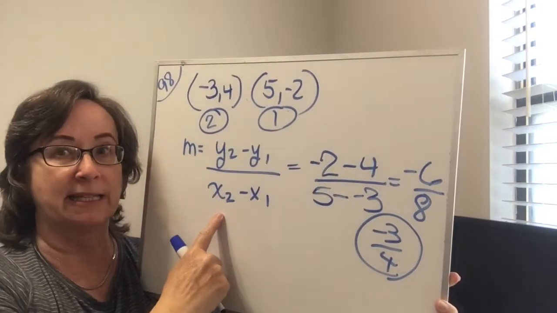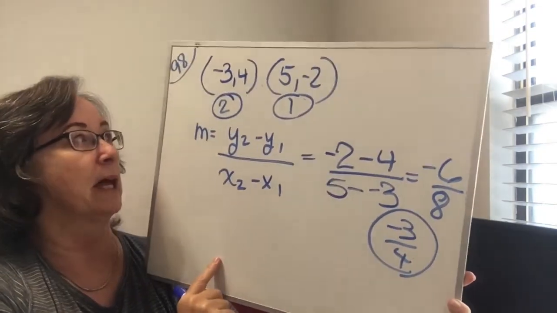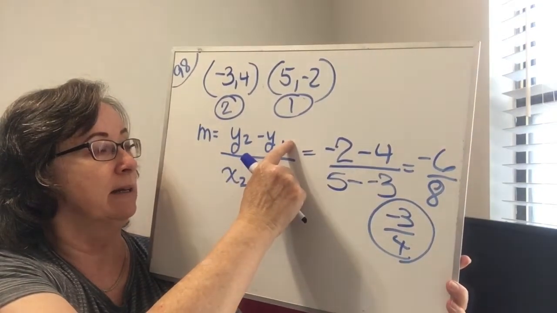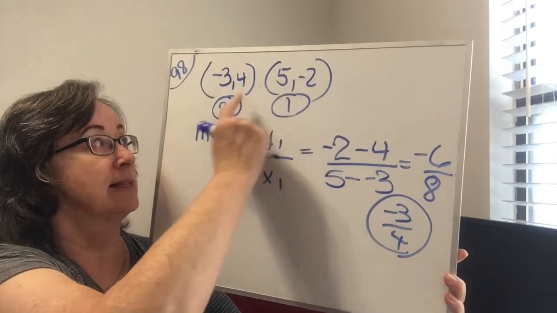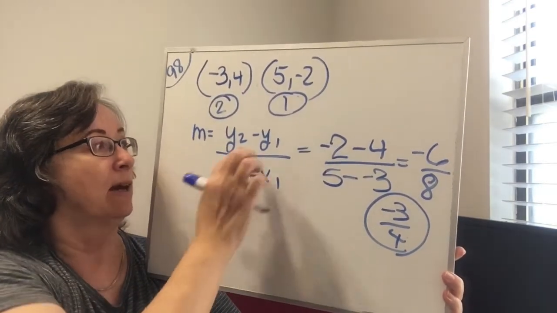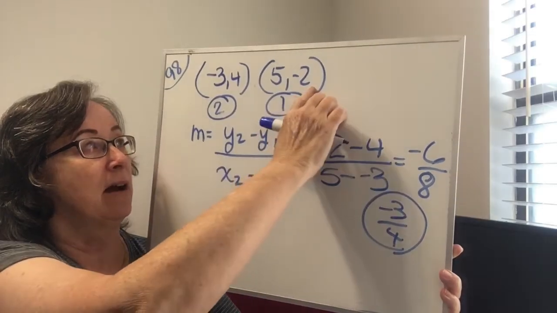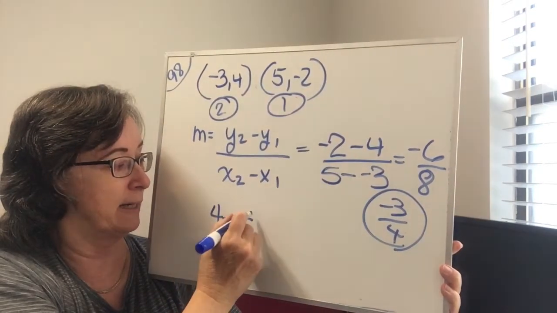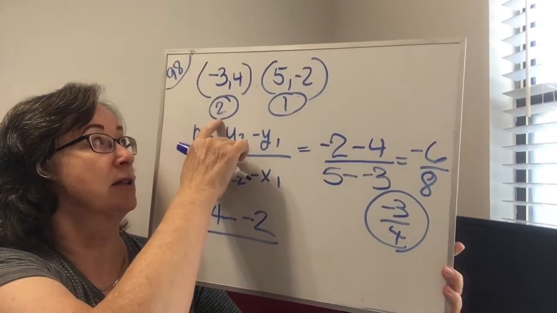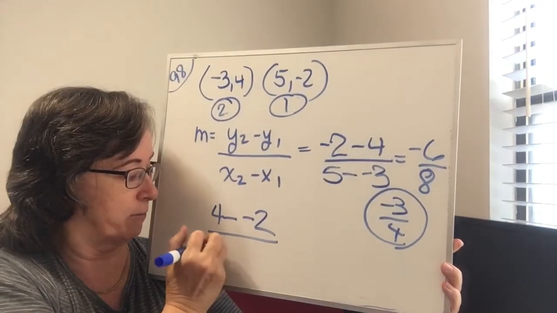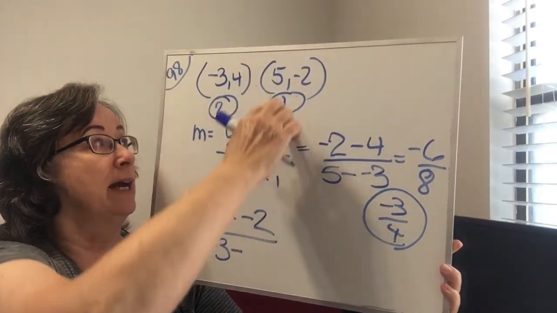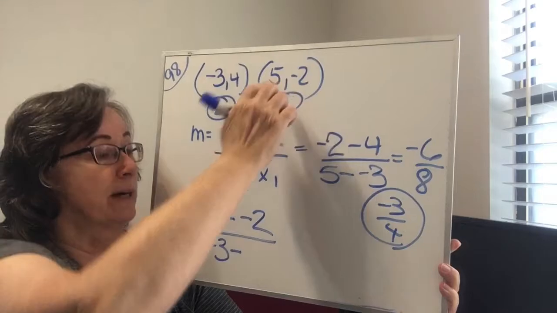Okay, so now, hocus pocus, let's change this to 2 and this to 1. And we're going to use the same formula, and we're going to do it right below. So we're going to go y2 minus y1, and y2 is this y this time, so it's going to be 4 minus y1, which is now this y1 point, minus 2, over x2. Well, here's the 2, there's the x, so negative 3 minus x1, and x1 is this one right here, 5.